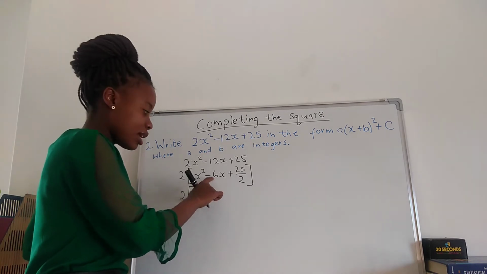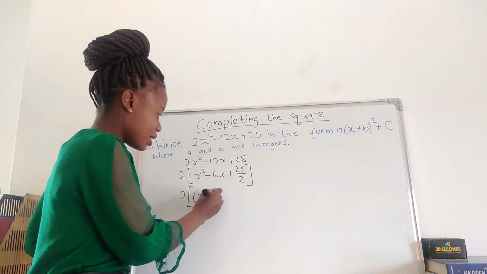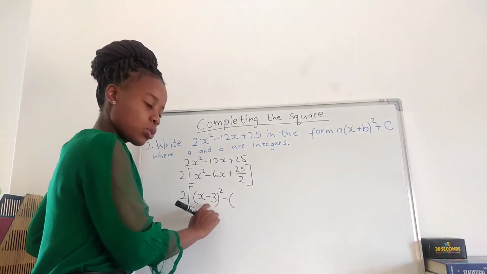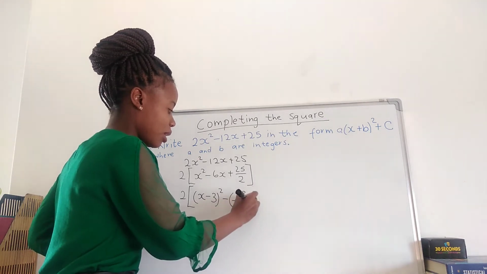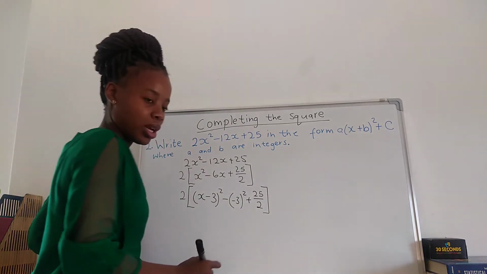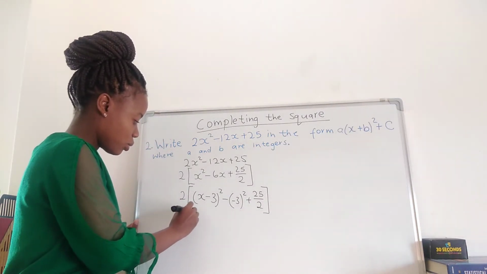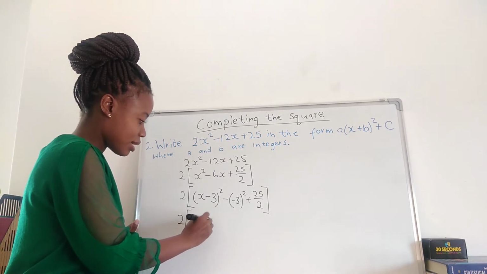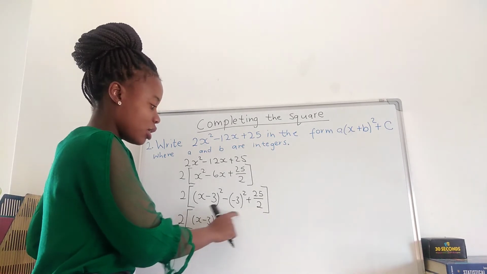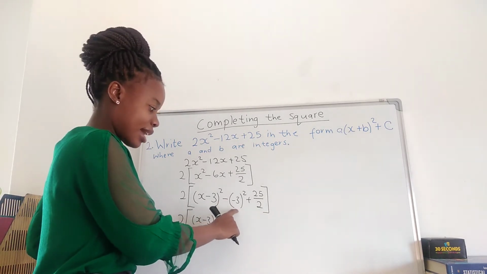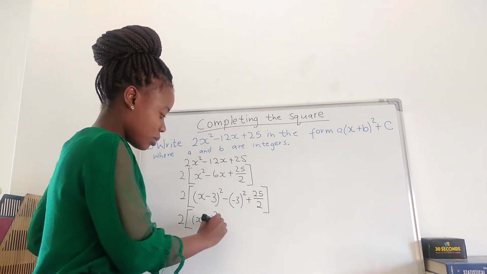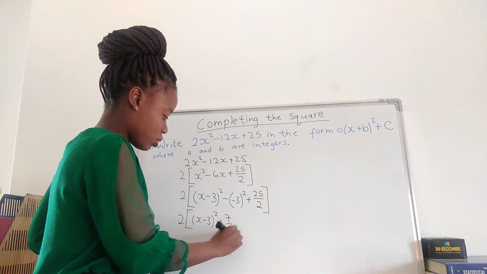So we're going to have 2 times x, we take half of this, negative 6 divided by 2, which is negative 3. Then you square. We subtract this squared, negative 3 squared plus 25 over 2. Okay, we're going to have 2 times x minus 3 squared. You punch the whole thing in your calculator. This is negative 9 plus 25 over 2, which is positive 7 over 2.